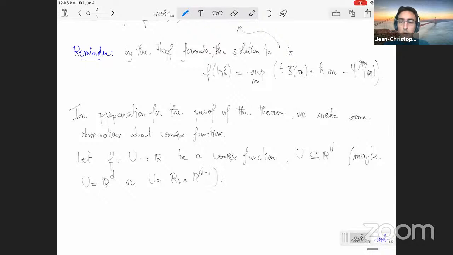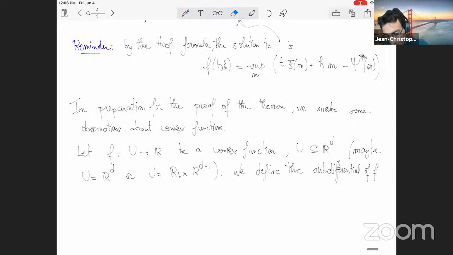I want it to also apply to the case where we're thinking about this function of two variables. But it can apply to other domains. That's just to clarify why I use this notation. And then we define the subdifferential of the function. So the subdifferential of f at a point x in U is given by the following.